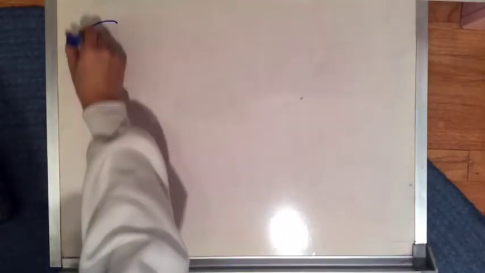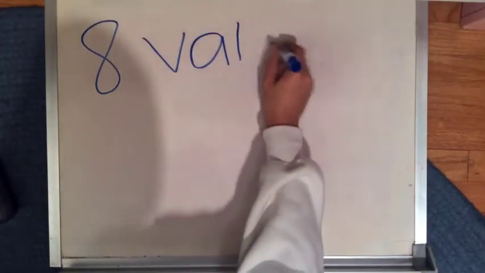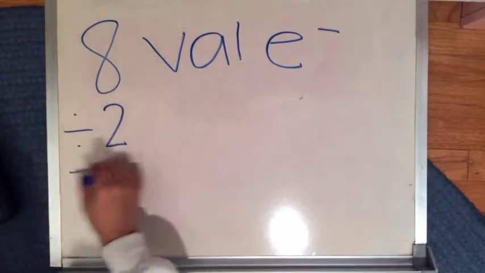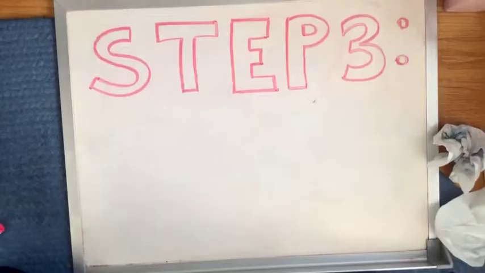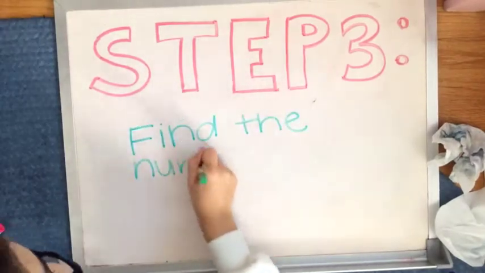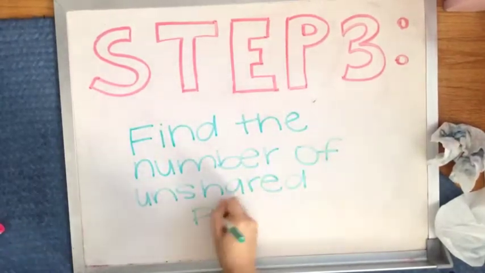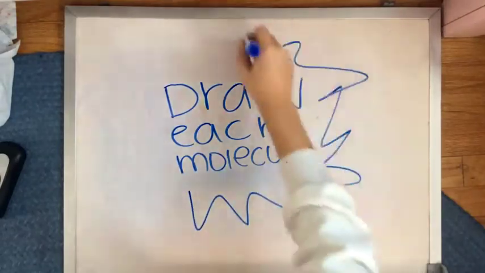To figure that out, we're going to do the same thing as we did earlier, by taking our 8 valence electrons and dividing them by 2. This leaves us with 4 pairs. In step 3, we have to then find the number of unshared pairs. Now is a good time to draw the molecule.